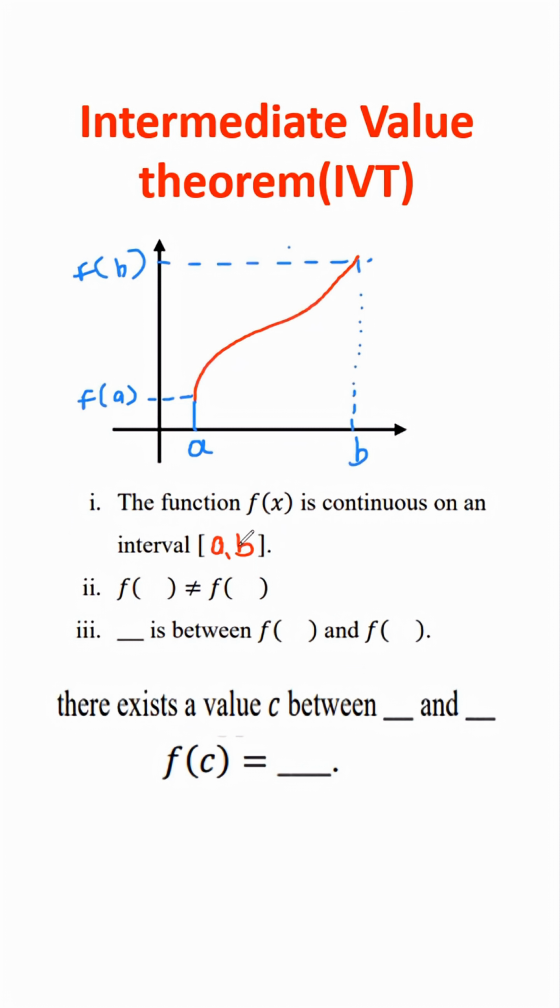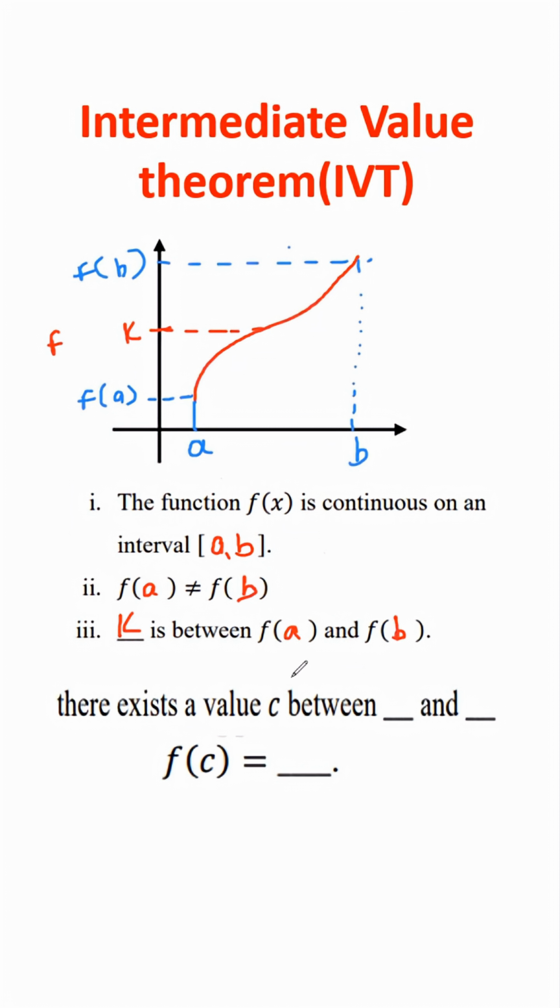Okay, and f of a shouldn't be equal to f of b. So these are the conditions that must be satisfied in order to apply the intermediate value theorem. If the function is continuous on an interval a to b and f of a is not equal to f of b, then if we take any random value between f of a and f of b, for example, let's take k, right?